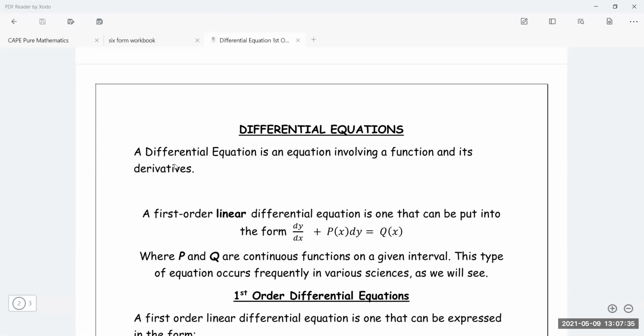That's just the definition of a differential equation. Are we clear? Yes, sir. So now, Marika, a first order linear differential equation, observe, this one is the one that we're doing today.